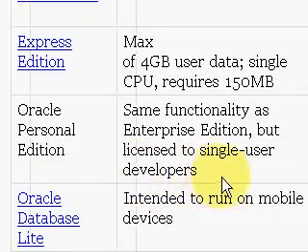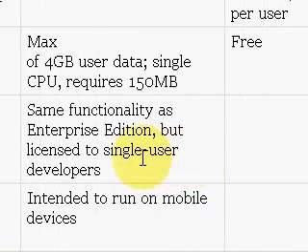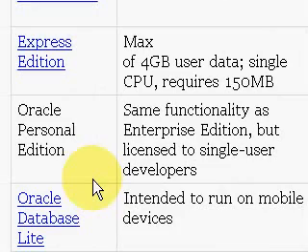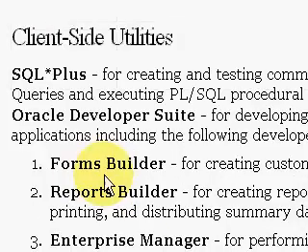Express Edition, this is free, and you can have a max of 4 gig of user data, and only use a single CPU, and it requires 150 meg to load. Oracle Personal Edition has the same functionality as the Enterprise Edition, but is licensed to single user developers. This is free. And then Oracle Database Lite, and this is for developing for mobile devices.